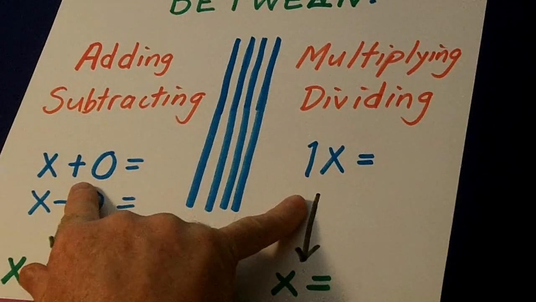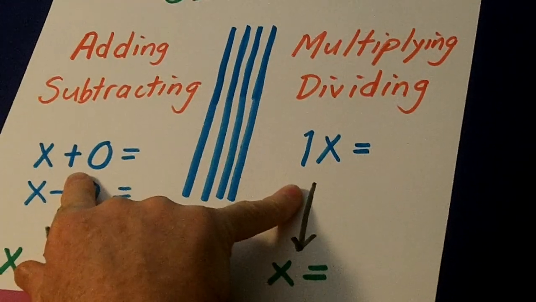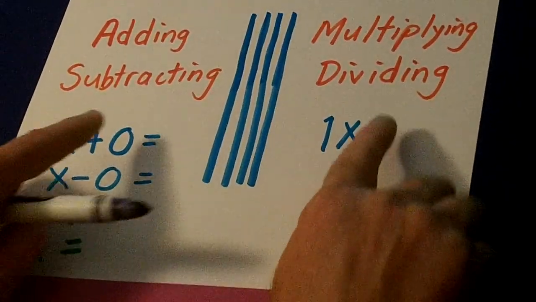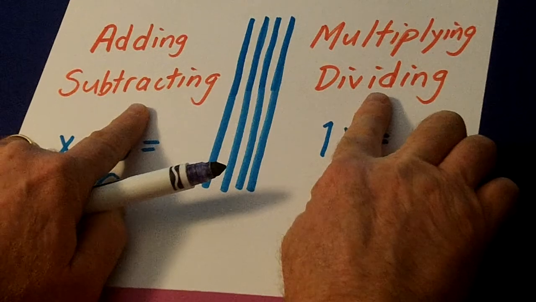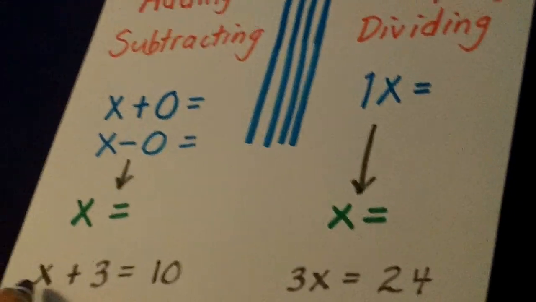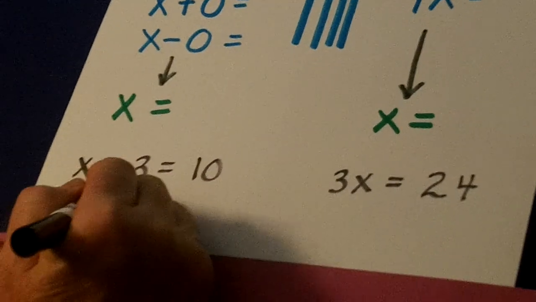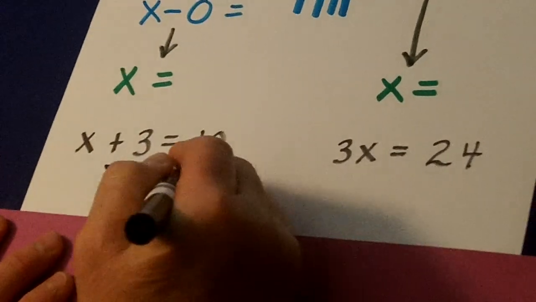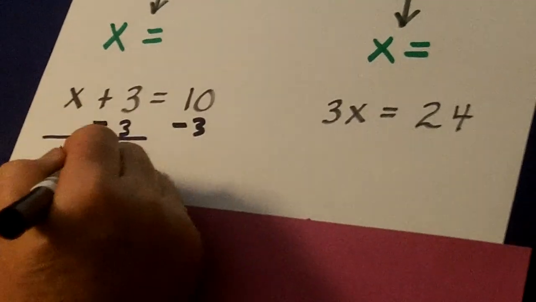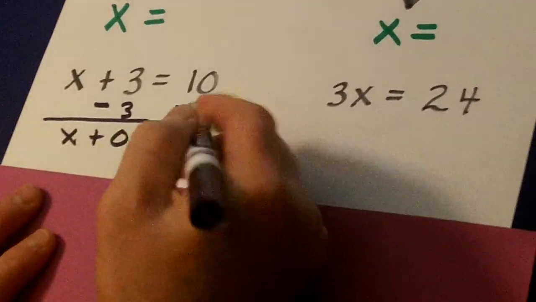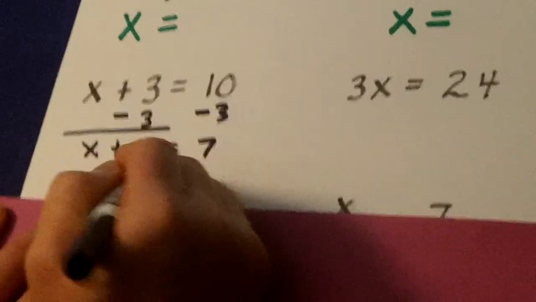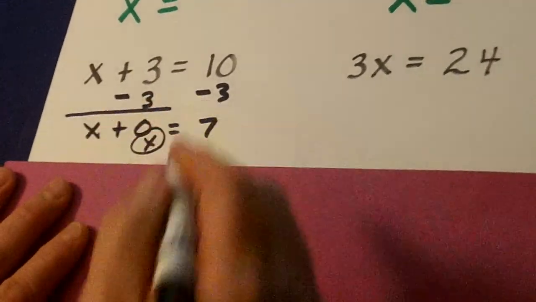Now these are two different strategies. Well, it's the same strategy to get x on one side, but we do it differently depending on what we start with. Okay? Now watch this. X plus 3 is 10, minus 3, minus 3. Now on this side we get x plus 0 equals 7. Now, what is x plus 0? X. So we're getting x.